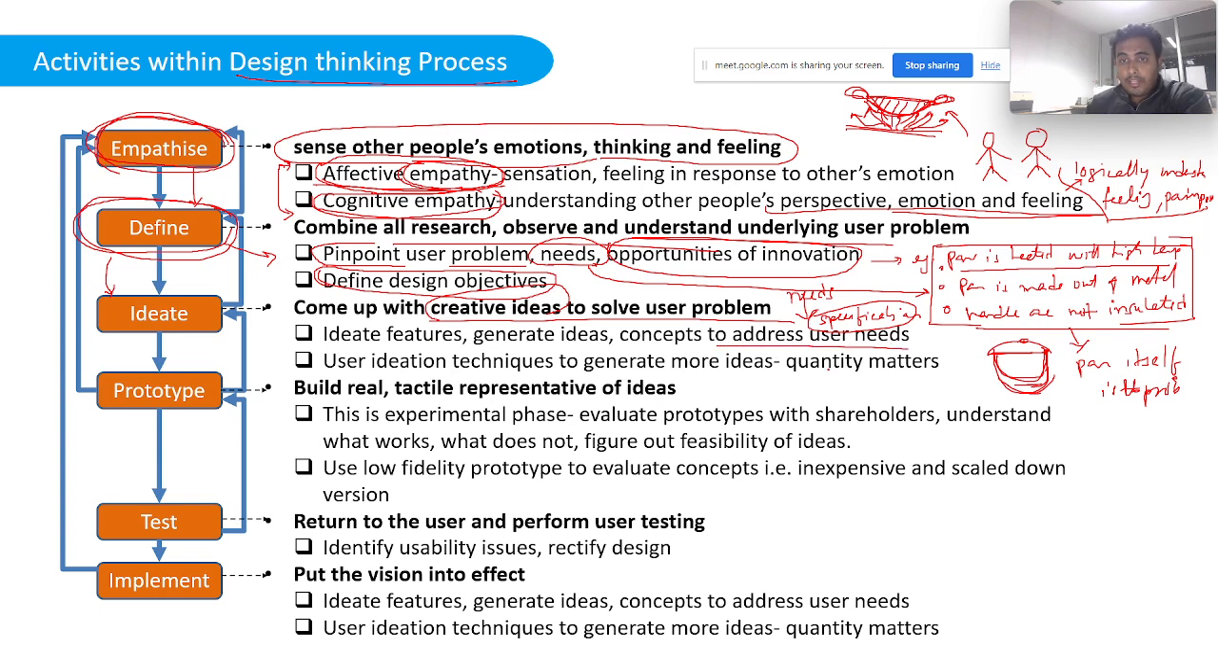And we need to look for quantity. A lot of ideas need to be generated at this particular stage, so that we have options for filtering, and options to check which is the best possible solution for a particular problem. So this is what happens in the ideation stage.